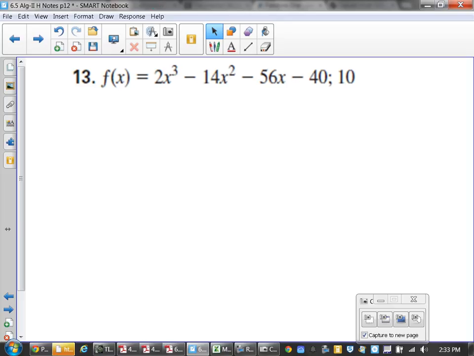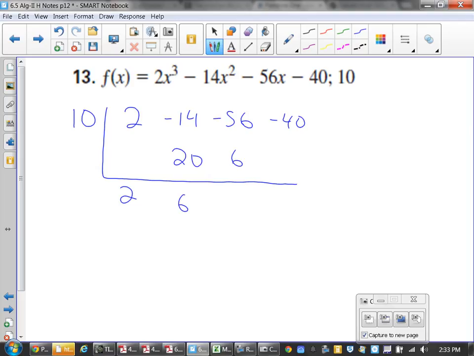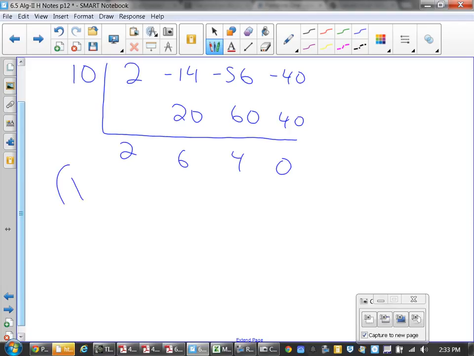So let's see here. I know that 10 is my 0. 2, -14, -56, -40. Those are scary looking large numbers. I hope this works out well for me. 40, 0. Okay, so you wind up with coefficients of 2, 6, and 4. I know that 10 is a 0. If 10 is a 0, my term is x minus 10. Here I get 2x squared plus 6x plus 4.